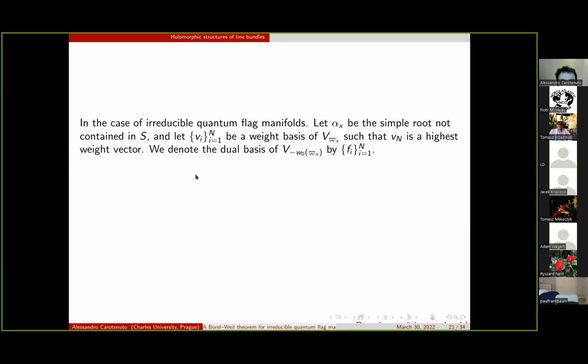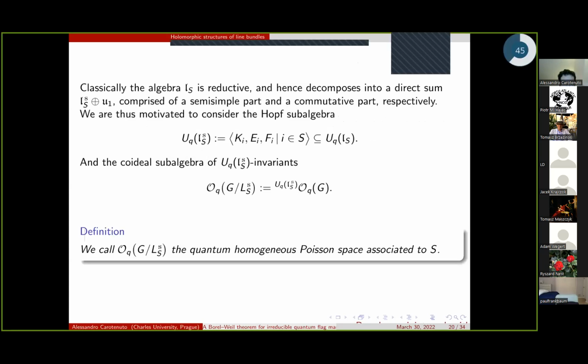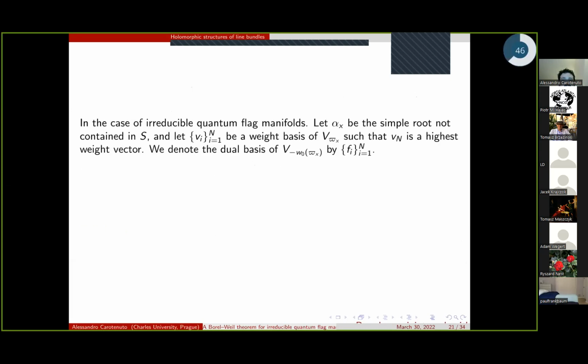So the answer was: this is to distinguish from the coisotropic case. Okay. Yeah, makes sense. Thank you, Tomasz. Any more questions? Okay, let me proceed.